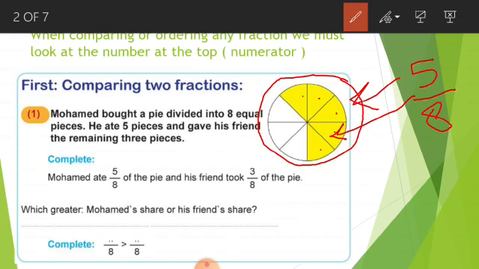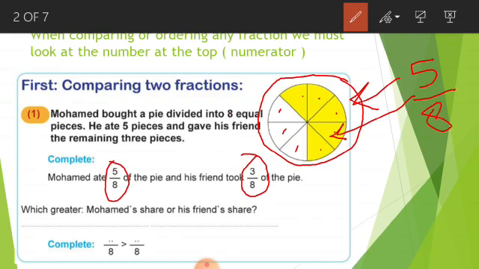تمام. And then he gave his friend the remaining 3 pieces. remaining كام من اللي هو الباي دي؟ 1 2 3, 3 pieces. يبقى he gave his friend the remaining 3 pieces. يبقى محمد ate 5 over 8 of the pie, and his friend took 3 eighths of the pie. طيب which is greater, محمد's share or his friend's share؟ يعني مين اللي أخد أكتر؟ Which is greater, Muhammad's share or his friend's share?